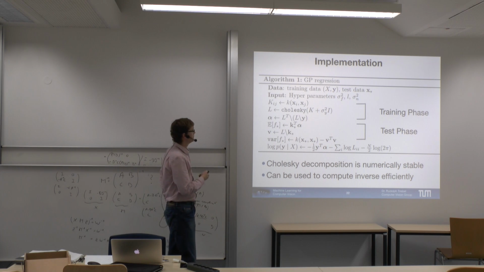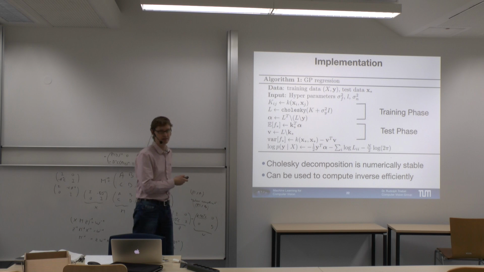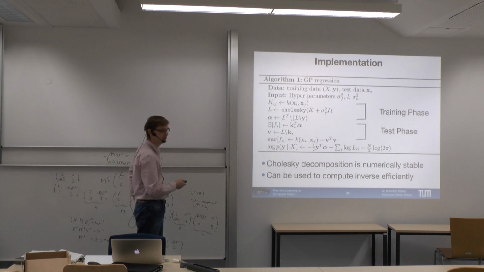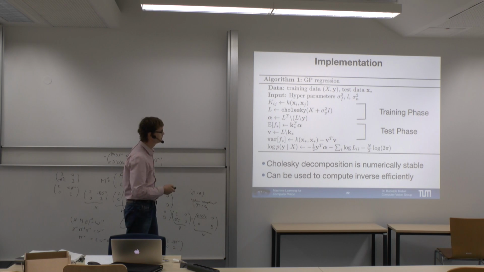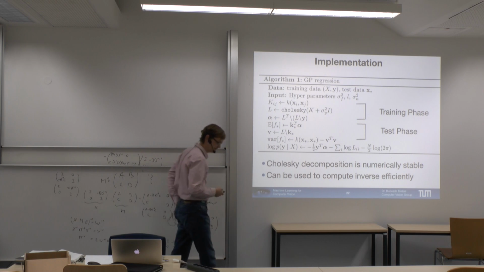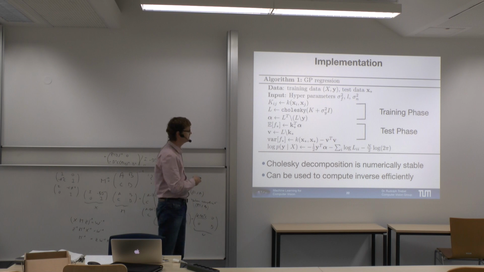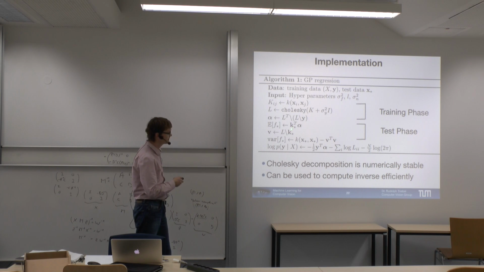Okay. Then what we do is we pre-compute the inverse of K times y, and we do this with backward and forward substitution of L, right? This just makes things more efficient and numerically more stable. And then in the test phase, we get a new x star.